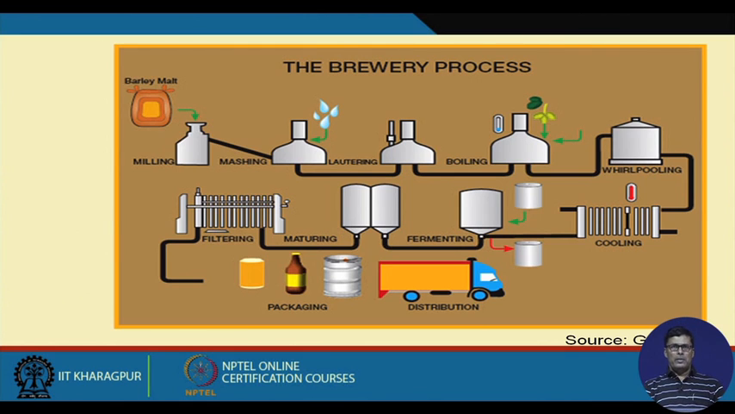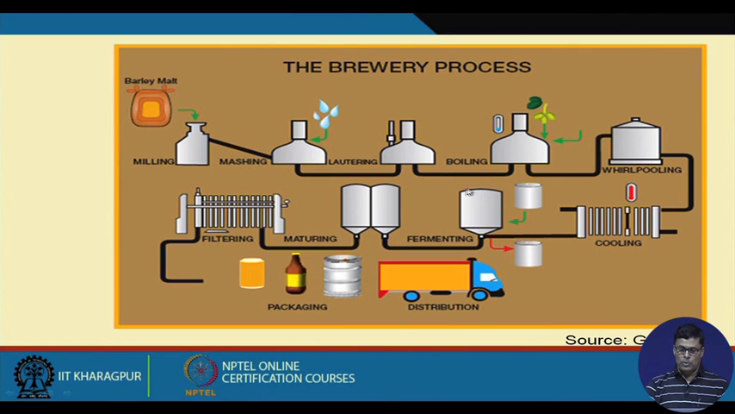Now, I want to give a typical example of the brewing industry, because throughout the world different brewing processes are in practice. We have lager beer and ale beer, and in India we produce both. It comprises different steps: malting, then milling, then mashing, then lautering, then boiling, then whirlpooling, then cooling, fermentation, maturing, filtration, then packaging.